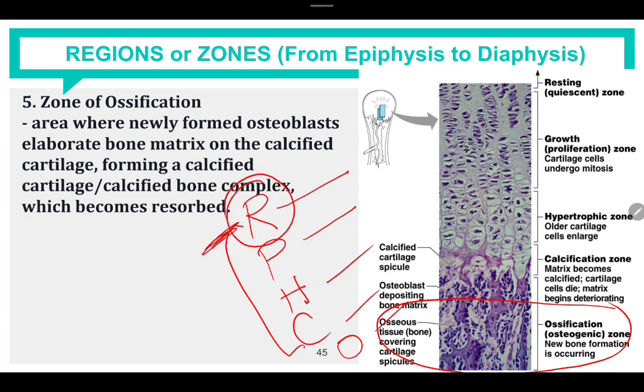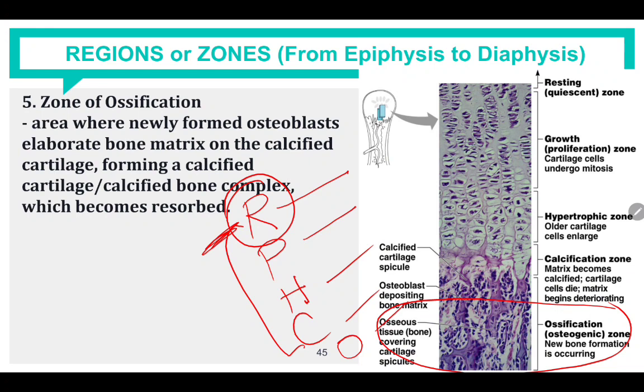Remember that in the zone of reserve, it is near the epiphyseal plate. Okay? So, ibig sabihin, kung epiphyseal plate siya, malapit siya doon sa epiphysis natin. RPH CO, RPH CO. Tandaan. Okay? So, let's identify.